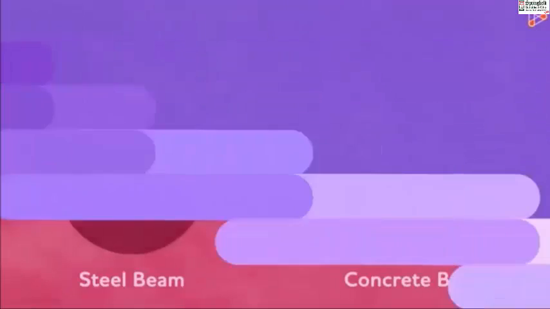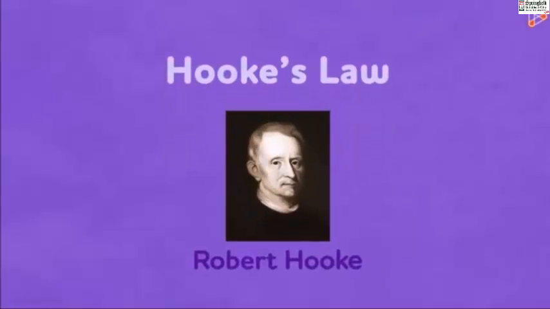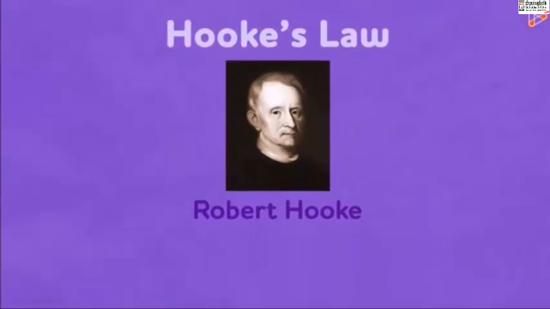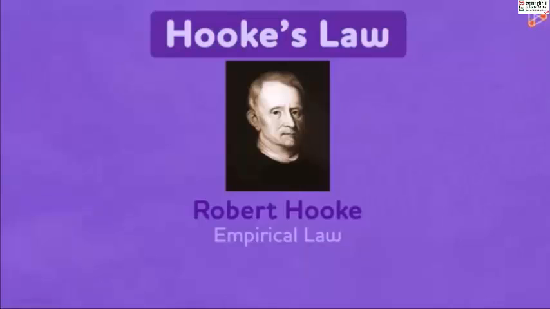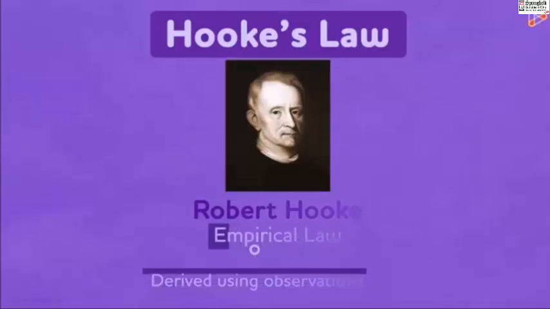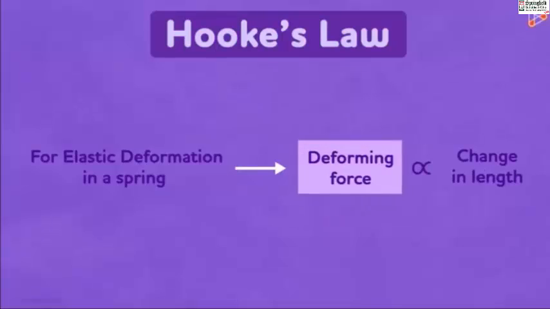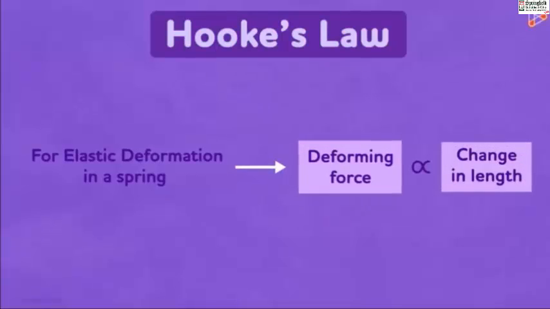Now we come to an extremely important topic. Hooke's law. Robert Hooke, an English physicist, stated the empirical law in 1660, which is today known by the name Hooke's law. What does empirical mean? It means the law was derived using observations. It states, for elastic deformation in a spring, the deforming force is directly proportional to the change in length.